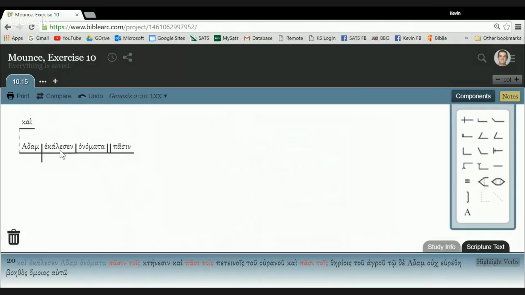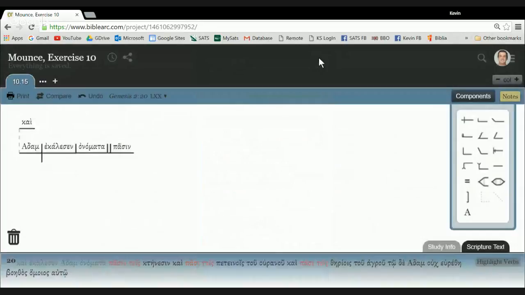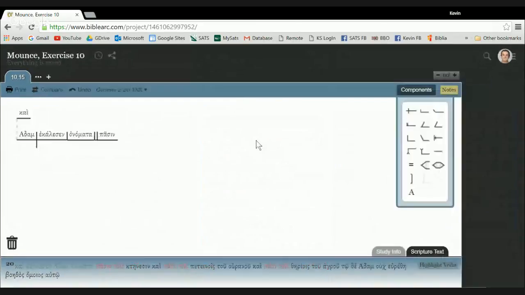Okay, so Adam gave onomata, names, to all the animals. So that's that sentence. Time for one more, I suspect. Let me see what I can dig out here. Any requests? Final requests? Can you do 17? I can.